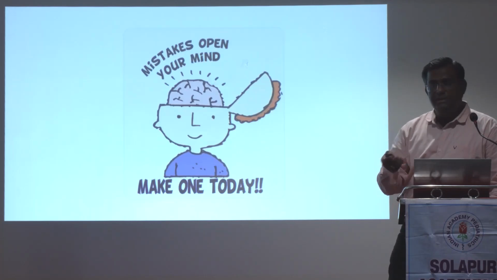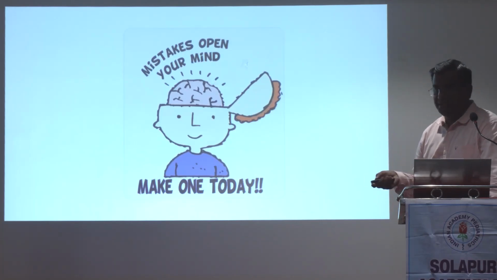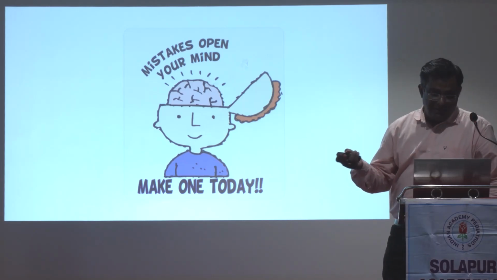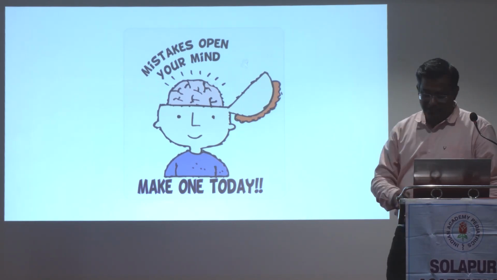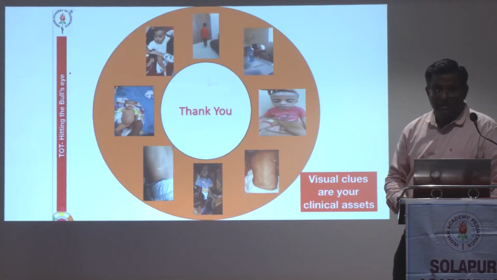So we are always in the learning stage. We can learn at the initial stage, even at the age of 60 or 70 years. Patients and our juniors can give us some clues, and we are learning from them. As sir has already told, make the mistake today, so we do not miss the subtle signs in the future. So visual clues are the clinical assets.